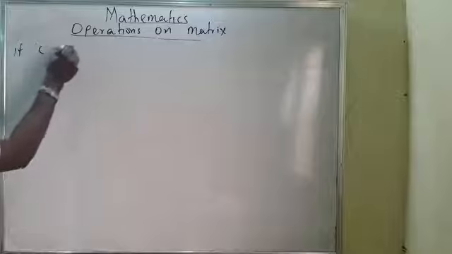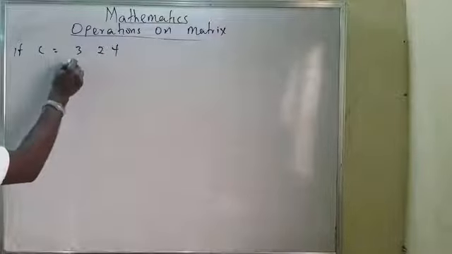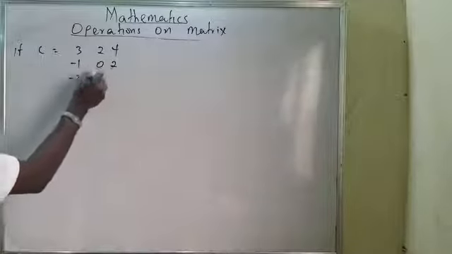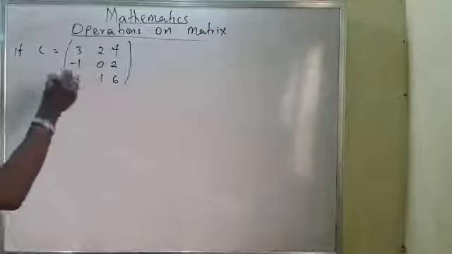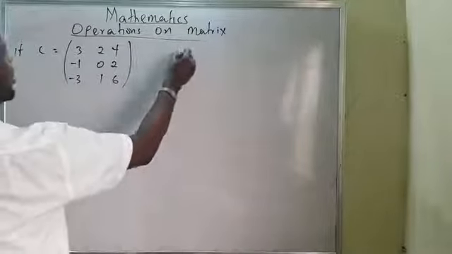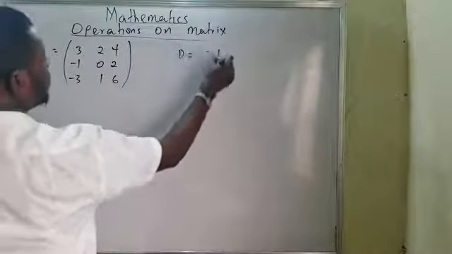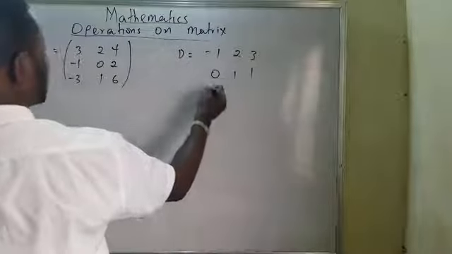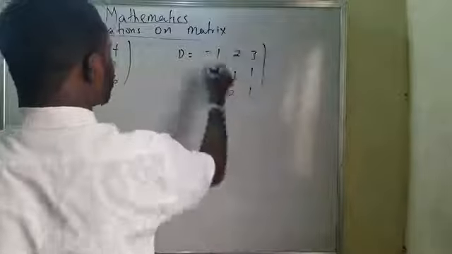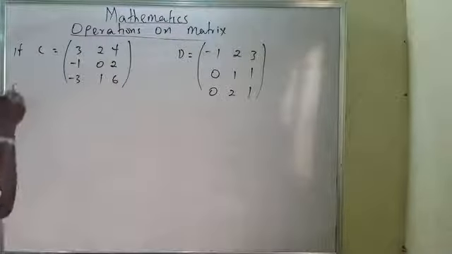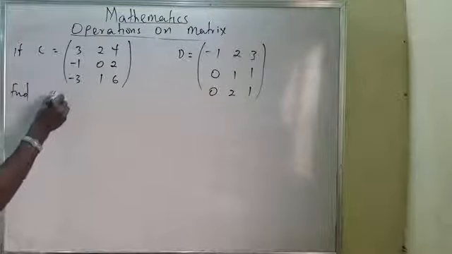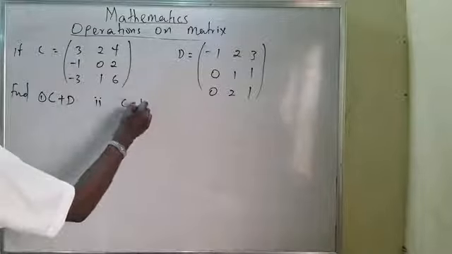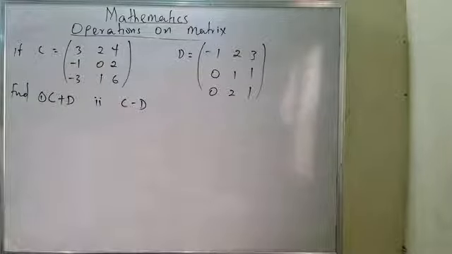C equals 3, 2, 4, minus 1, 0, 2, minus 3, 1, 6, and D is equal to minus 1, 2, 3, 0, 1, 1, 0, 2, 1. Look at this operation. Now I'm asked to find C plus D, that is number 1. Number 2, I'm asked to find D minus C. Now look at this operation.